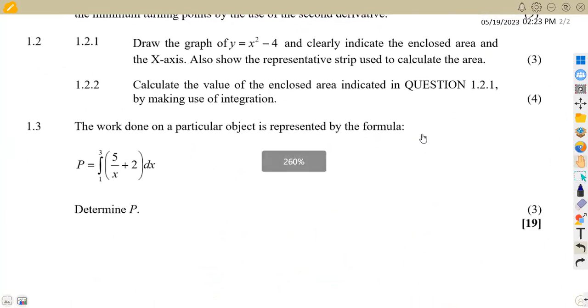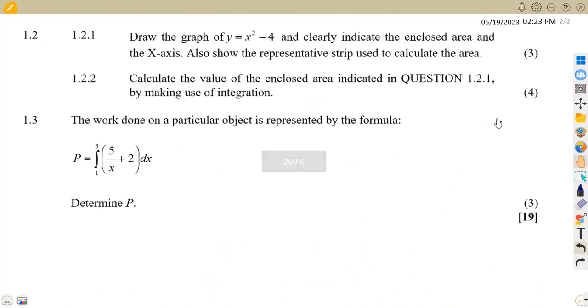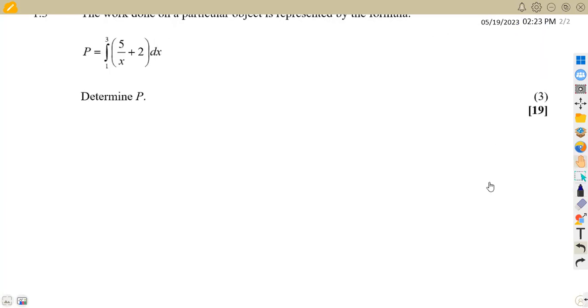This is now on integration. So on 1.2, we are now asked to draw the graph of y is equal to x squared minus 4. Clearly indicate the enclosed area and the x-axis. Also show the representative strip used to calculate the area for that. That is 1.2.1. All right, so on 1.2.1, we are asked to sketch the curve of y is equal to x squared minus 4.